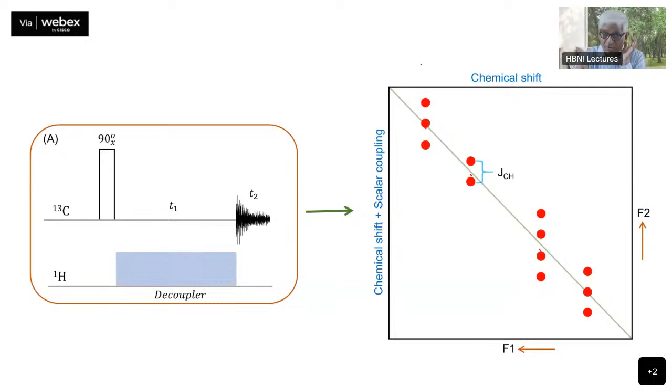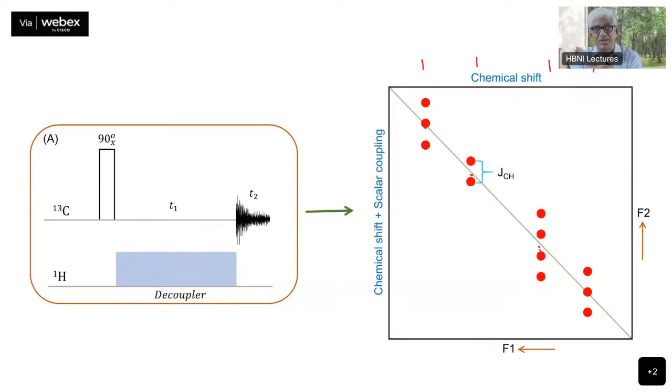Therefore, along the F1 axis, I have one line here, one line there, one line here, and one line there. There is only chemical shift. Along the F2 axis, I have both the chemical shift here and the splitting there: the triplet, quartet, doublet, and triplet. So you can see how you can manipulate the appearance of the spectrum by designing appropriate pulse sequences.